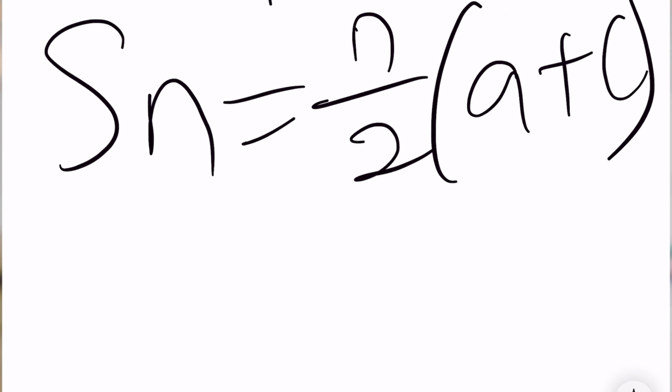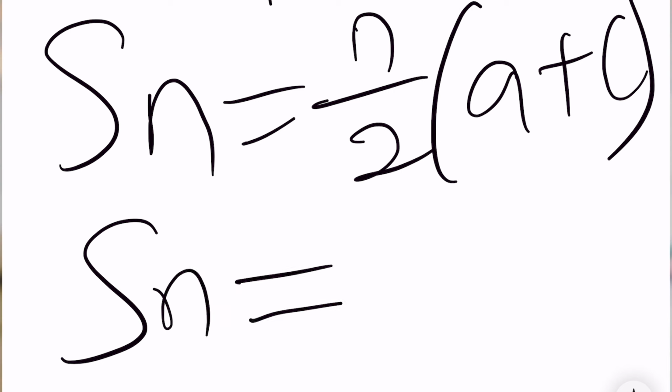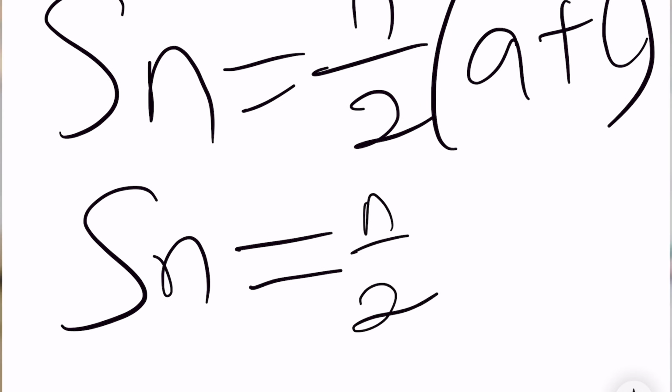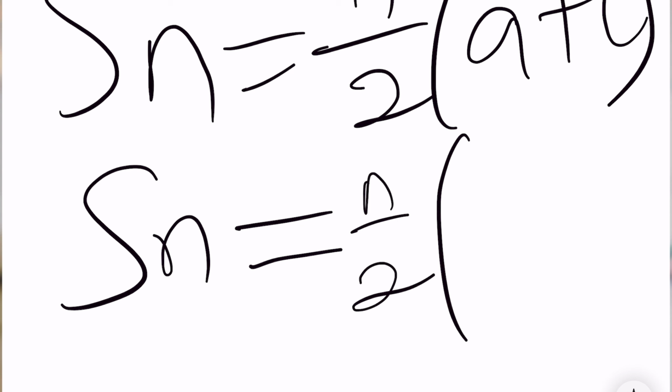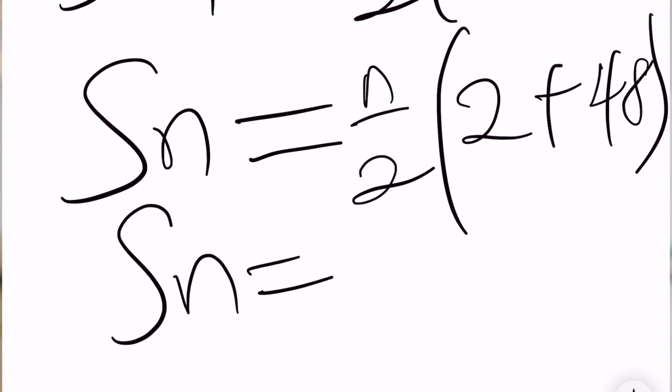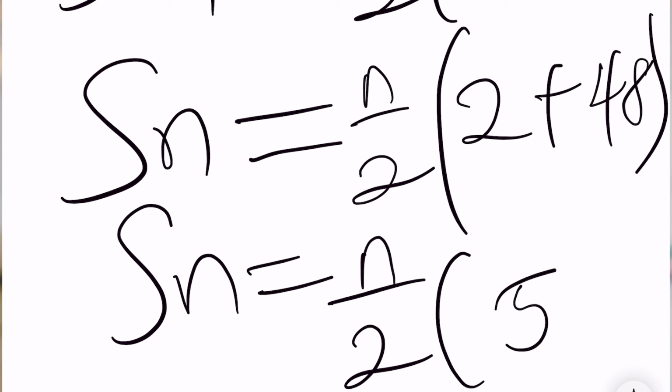So find the sum of the AP: Sn equals to, what is our n? We have n over 2, our a is 2 and our l is 48. So that is Sn to be n over 2 into bracket 50.